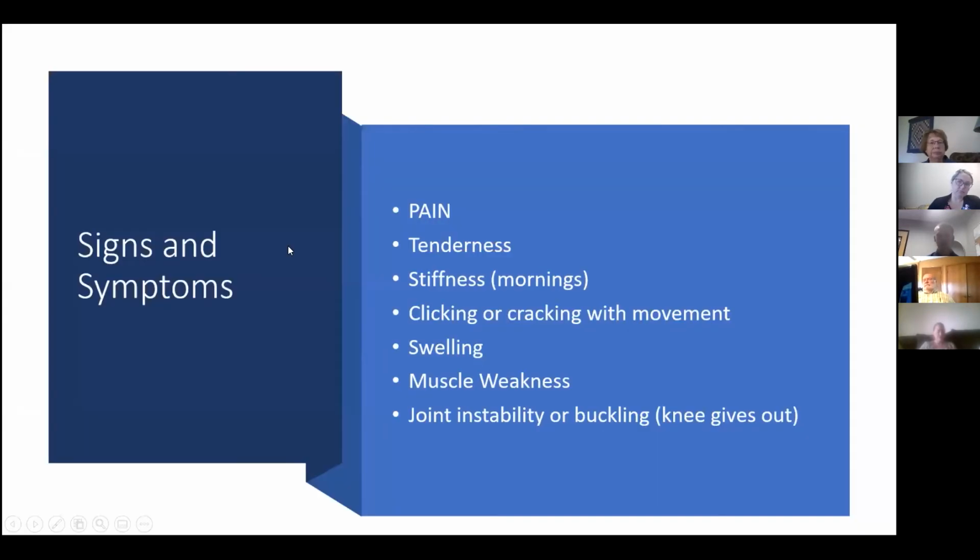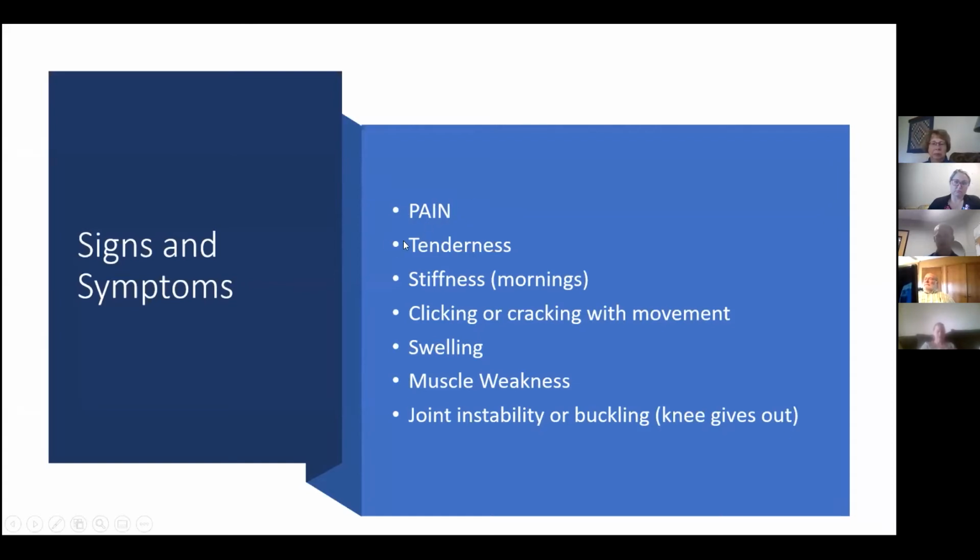Some signs and symptoms to think of when you think of osteoarthritis: I think the biggest one is pain. As far as what we're seeing in physical therapy, most people are coming in reporting pain, and that's why they're coming in. Whether it be pain with walking, pain with golfing, pain with kneeling in the garden or kneeling with their grandchildren, that's the biggest thing we see there.